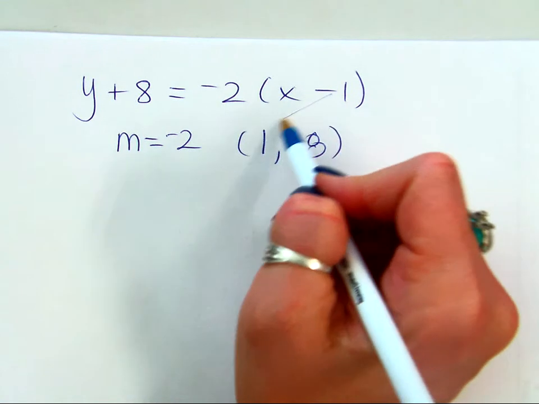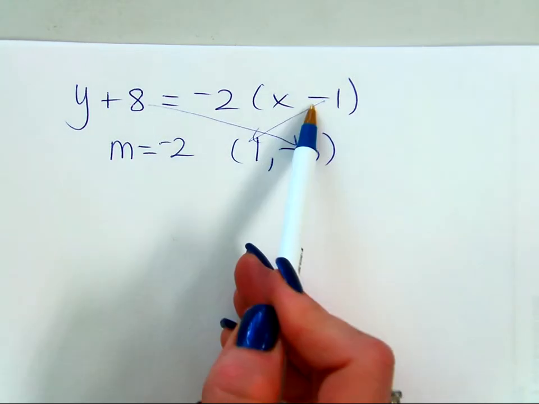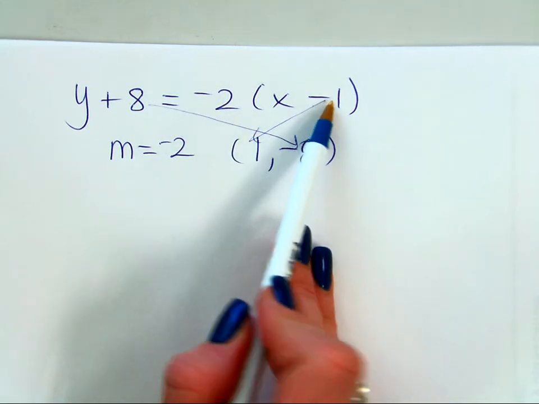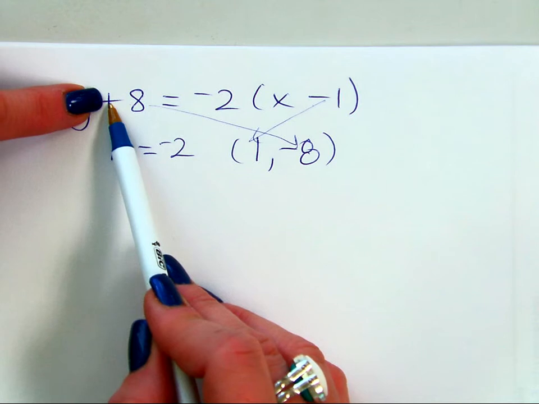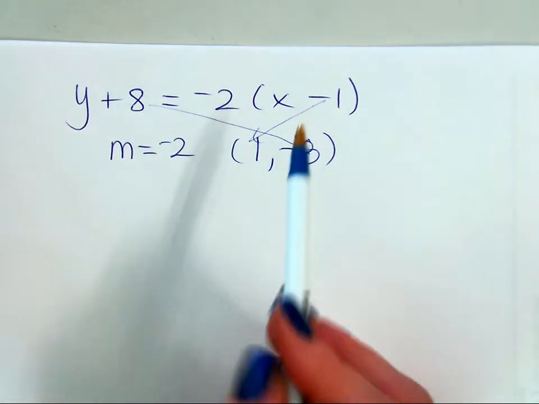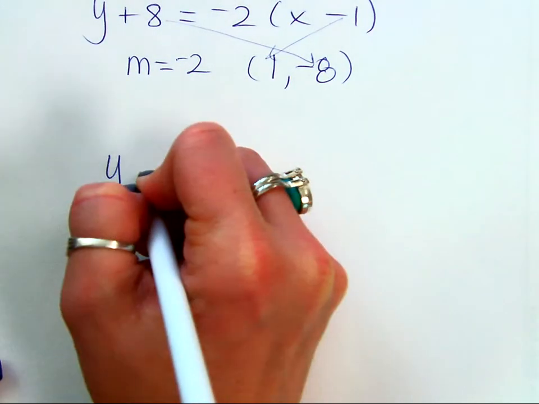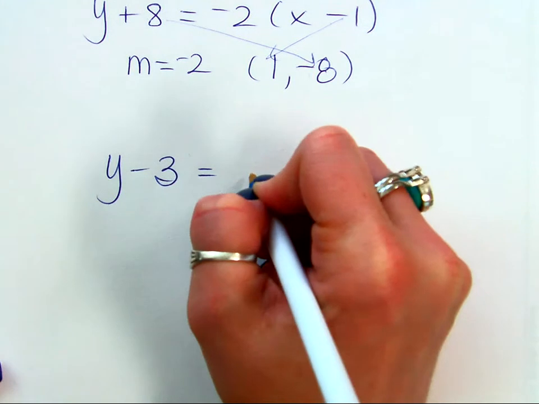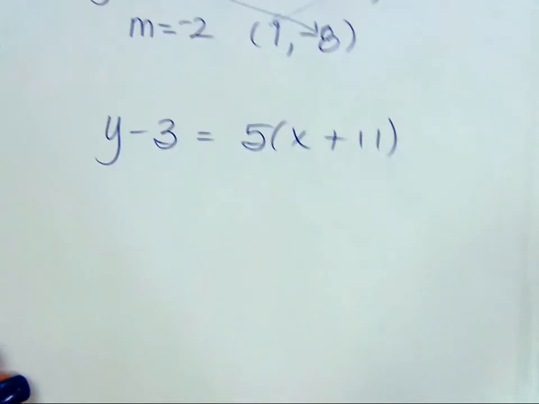So think about this. Picture them crisscrossing, because that's the y and that's the x. And then that really is a positive 1. And that is only a positive because it was minus a -8. Got it? Okay. So try this one real quick on your own. Y minus 3 equals 5 times x plus 11. Then we'll move on.